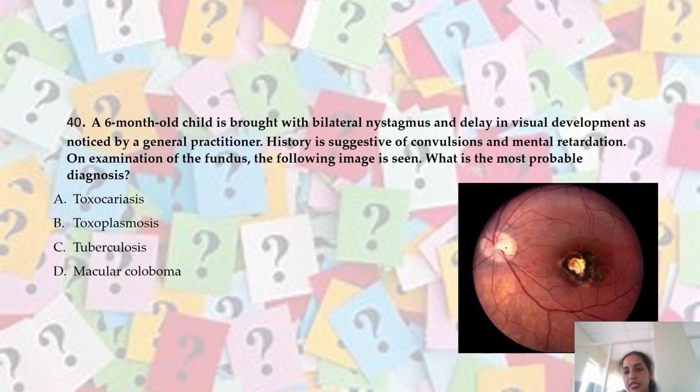So toxoplasmosis in babies, or congenital toxoplasmosis, is characterized by a scar at the macula and it is usually bilateral. The other hints you can get here are convulsions and mental retardation. Because the affection is at the macula, the vision development has not happened well and there is bilateral nystagmus. So the right answer here is toxoplasmosis. It is also sometimes referred to as macular coloboma.